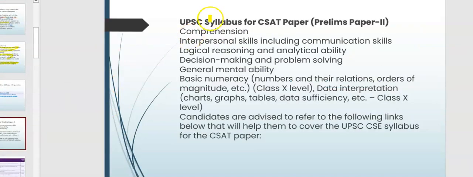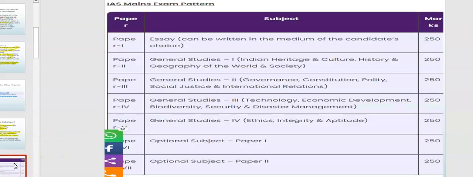Then UPSC syllabus for CSAT prelims Paper 2: comprehension, interpersonal skills including communication skills, logical reasoning and analytical ability, decision making and problem solving, general mental ability, basic numeracy, numbers and their relations, orders of magnitude, etc., class 10th level, data interpretation, charts, graphs, tables, data sufficiency, etc., class 10th level. Candidates are advised to refer to the following links below for CSAT.